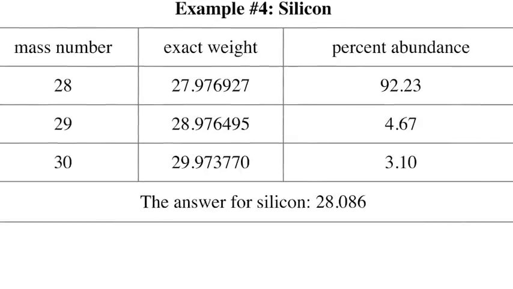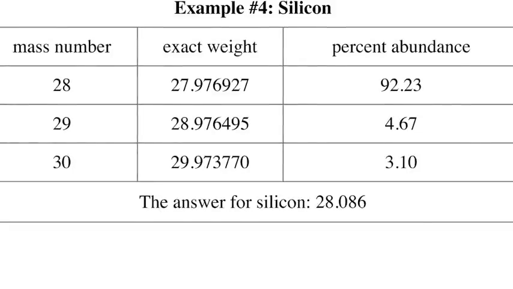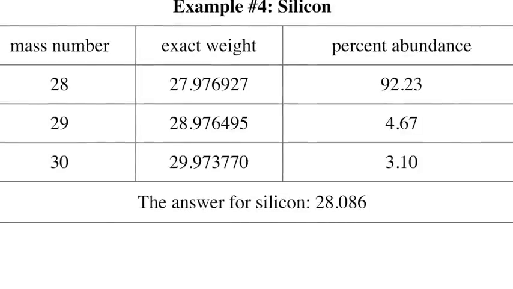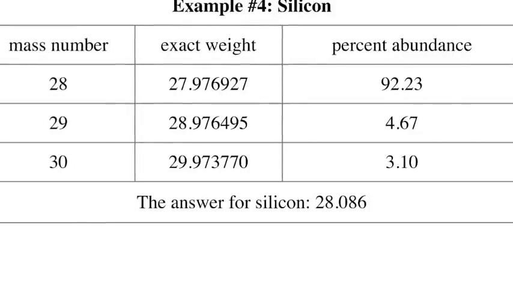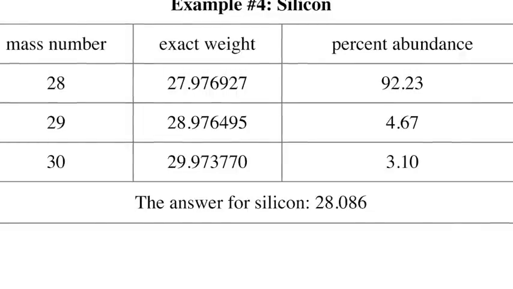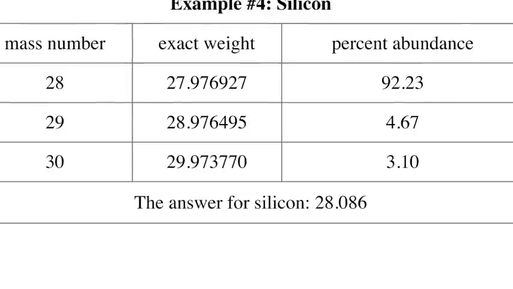So as you did in the first three examples, you do the same. You change from percent to a fraction and then multiply it with the exact weight, and then the sum of the three is equal to 28.086 grams, and this is your final answer, and this is the average atomic mass. And you have seen that the average atomic mass is between the isotopes. It's not less than the least, which is silicon 28, and not heavier than silicon 30.